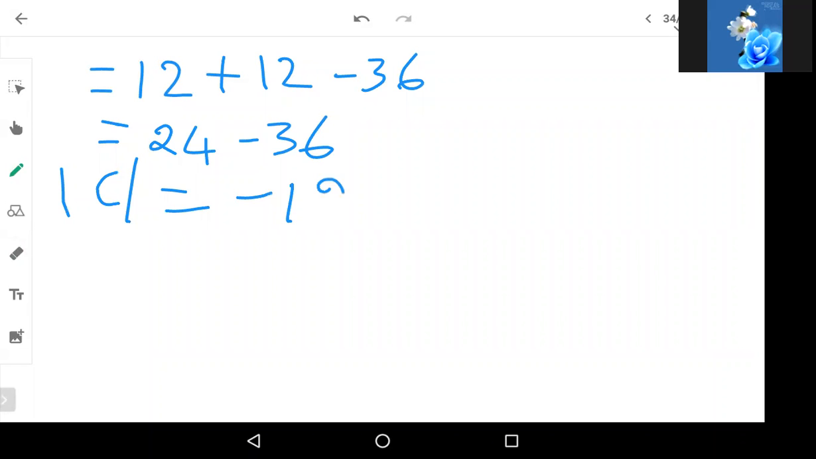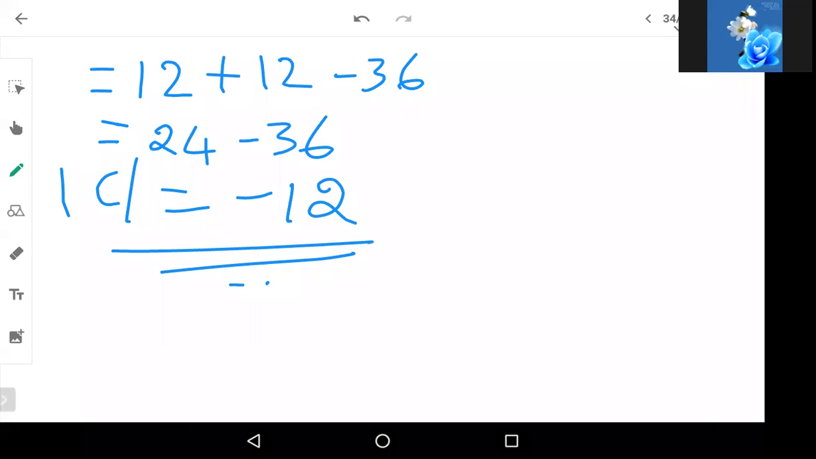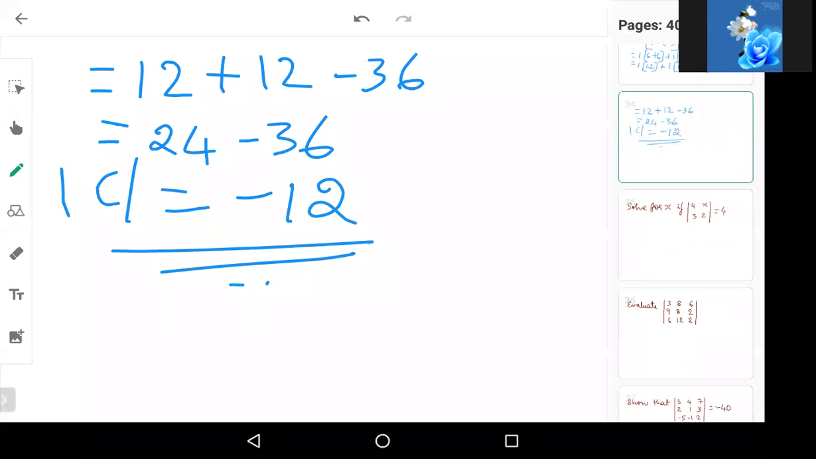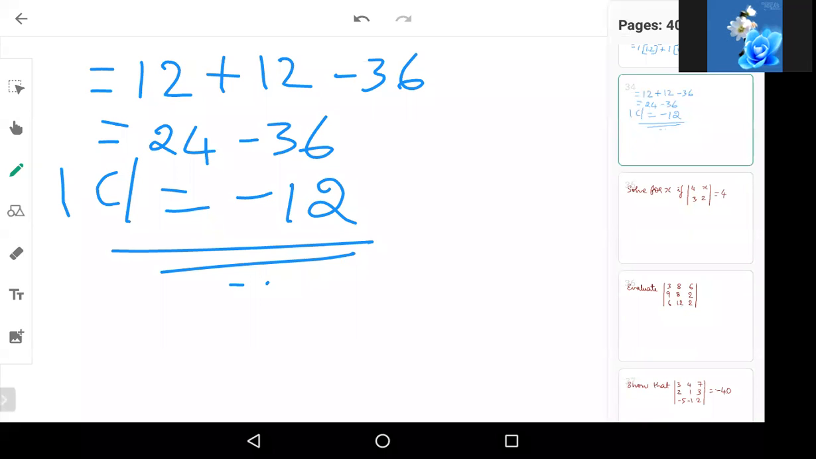Any doubts in this problem? Okay, good. So we'll do one thing. We will solve one more problem, a similar kind.